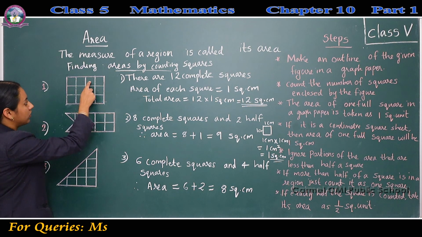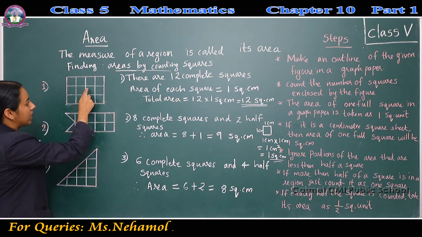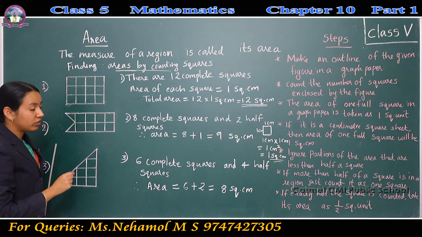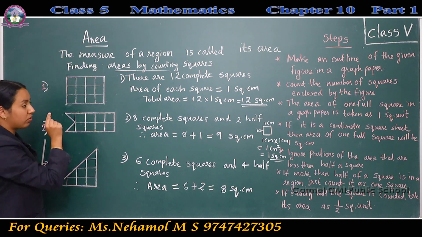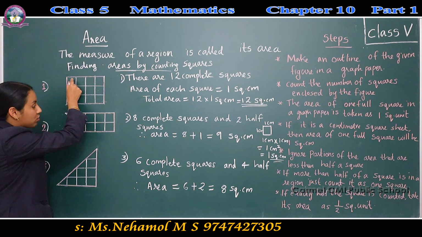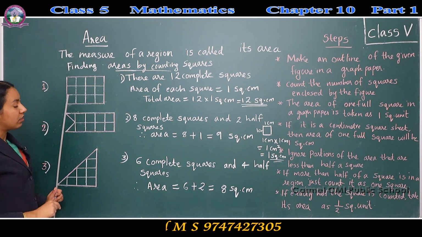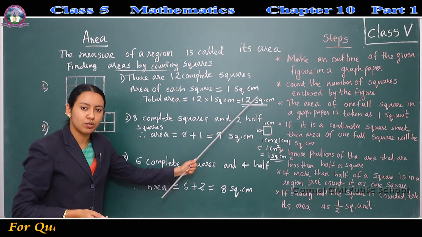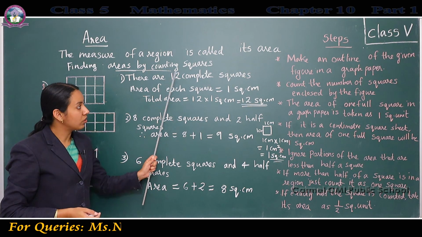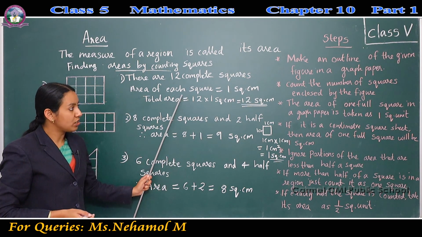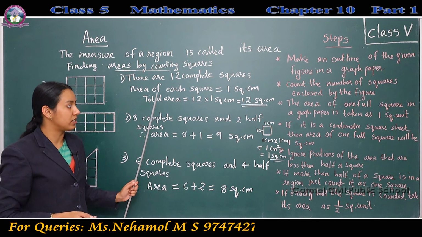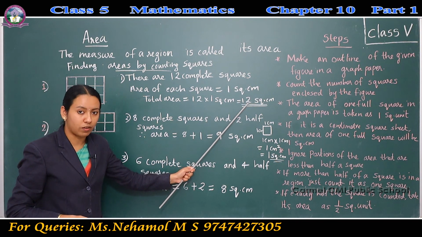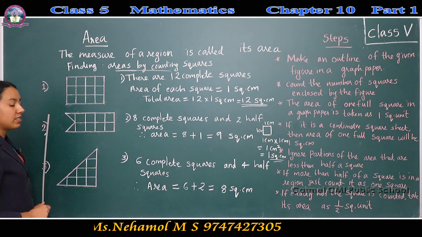1, 2, 3, 4, 5, 6, 7, 8, 9, 10, 11, 12. We know that area of one small square is 1 square centimeter. So 12 such squares are there. Then what will be the area? 12 into 1 square centimeter, that is equal to 12 square centimeter. There are 12 complete squares. Area of each square is equal to 1 square centimeter. Total area will be 12 into 1 square centimeter, that is equal to 12 square centimeter. Now consider the second figure.